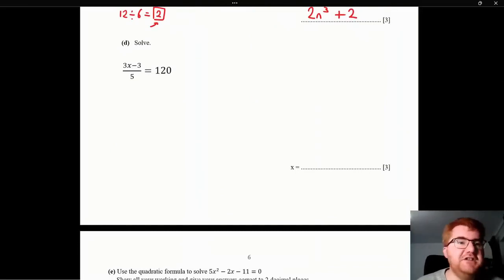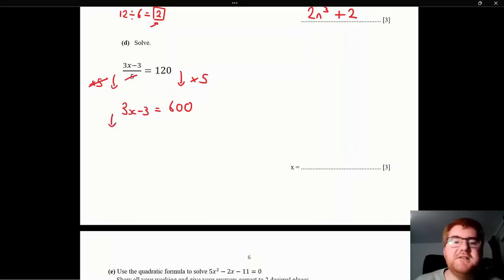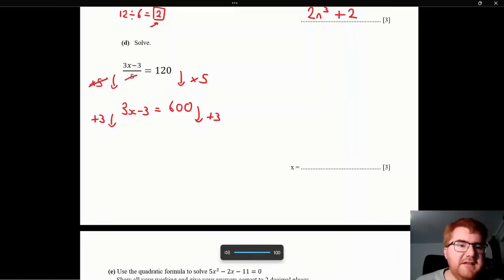Again, standard procedure here, we have a divide by 5, kind of annoying, so we want to multiply by 5 on both sides. This cancels, giving us 3x minus 3. 120 times 5, that's 600. Then we just go through our standard process. We have a minus 3. The opposite of that is adding 3 on both sides. This cancels, giving us 3x.